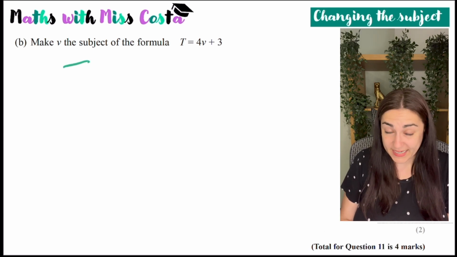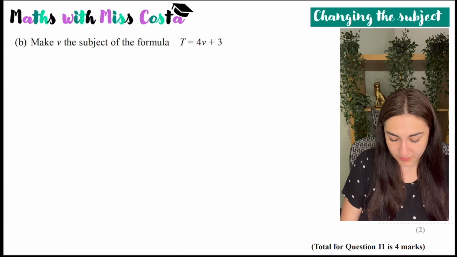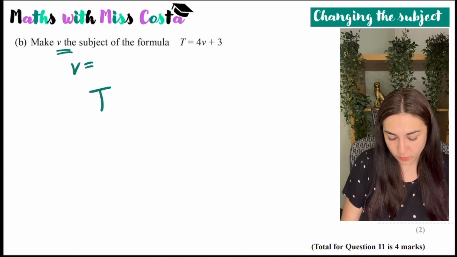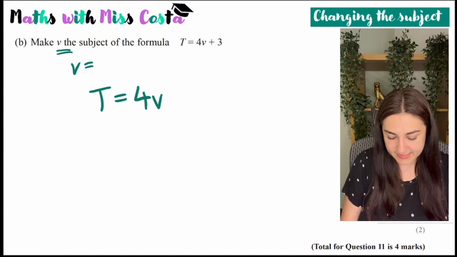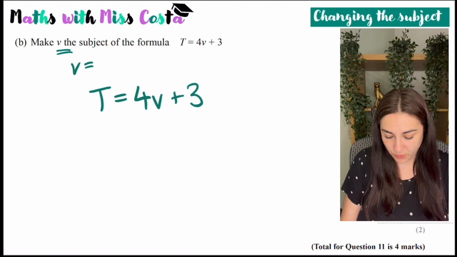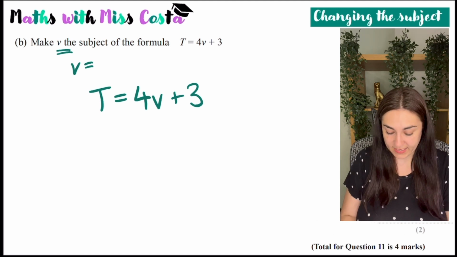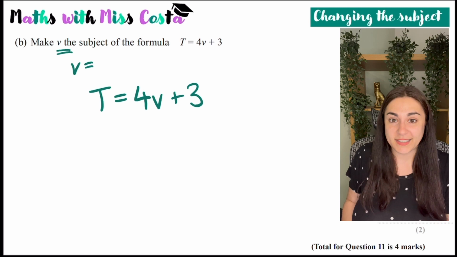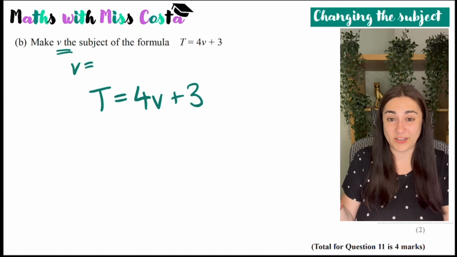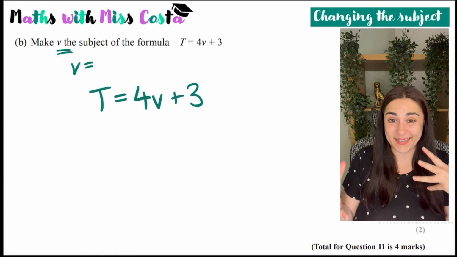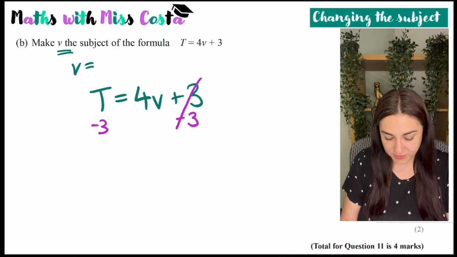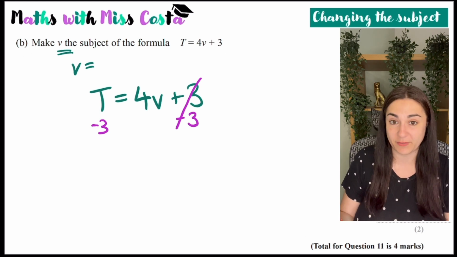Then I need to make v the subject of the formula. So when I make something the subject of the formula, it means I want to get it in the form of v equals. At the moment, t is the subject of the formula. So what I can do is put my finger over the 4v, and then look at what else is left on that side of the equation. I've got a plus 3. So to move anything from one side of the equation to the other, we do the inverse operation, the opposite. So the opposite of adding 3 is taking 3. So the reason I do this is because it cancels on this side, so I'm left with 0.